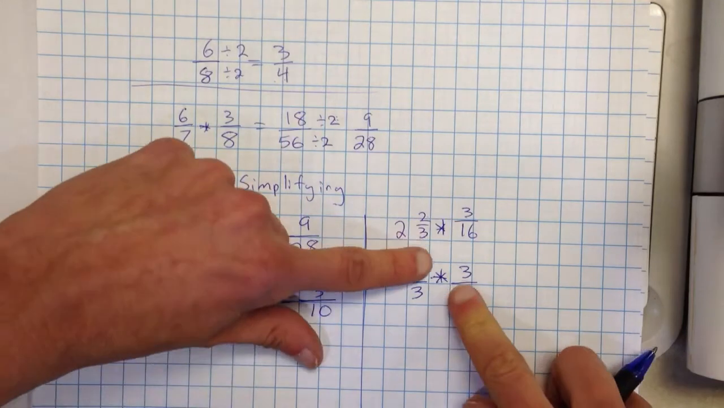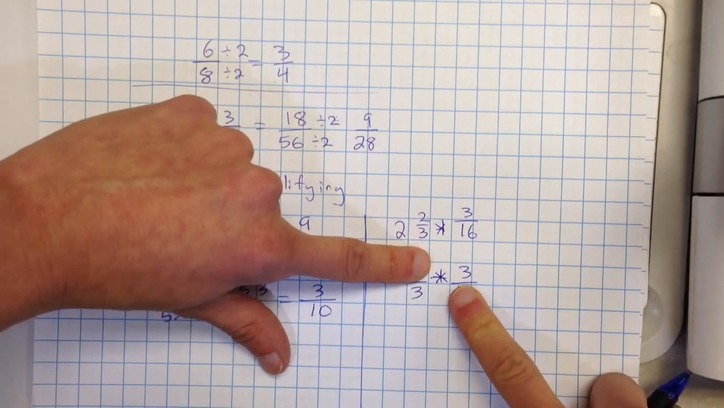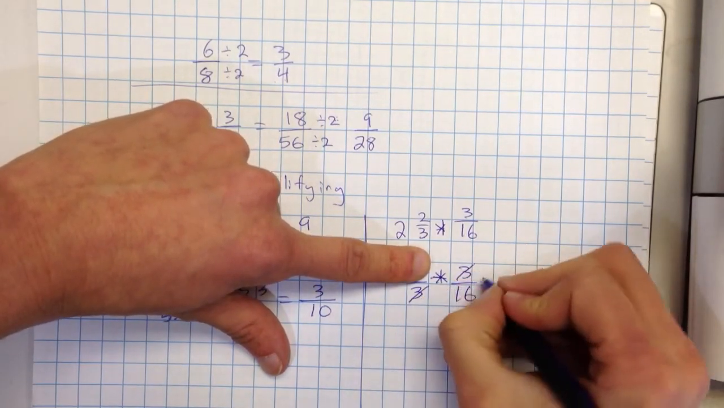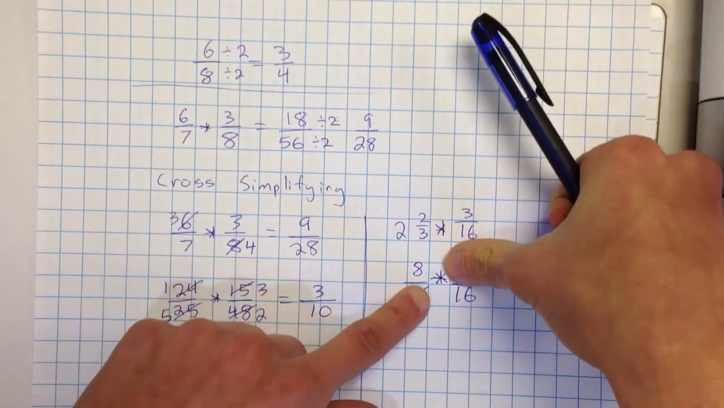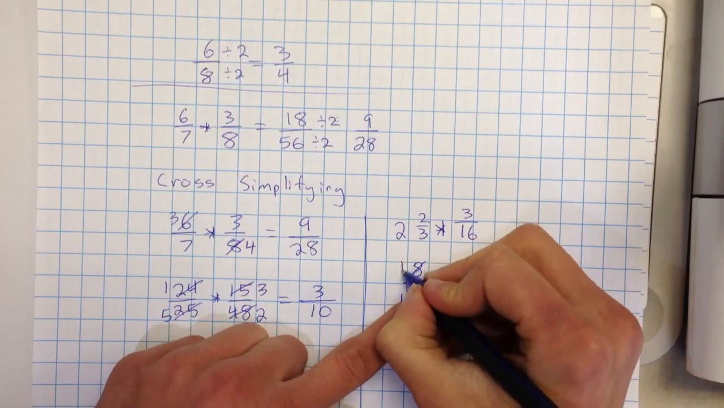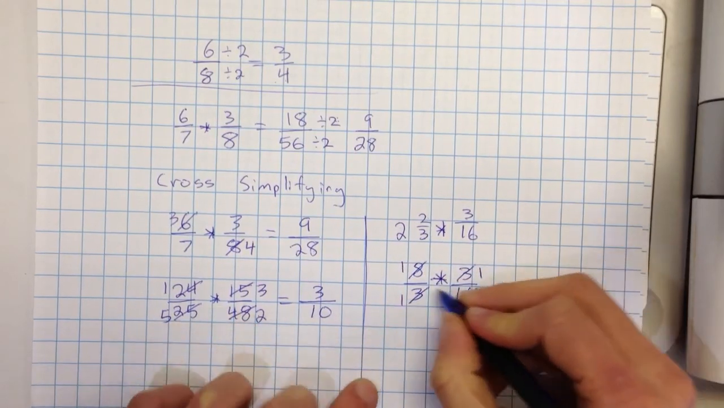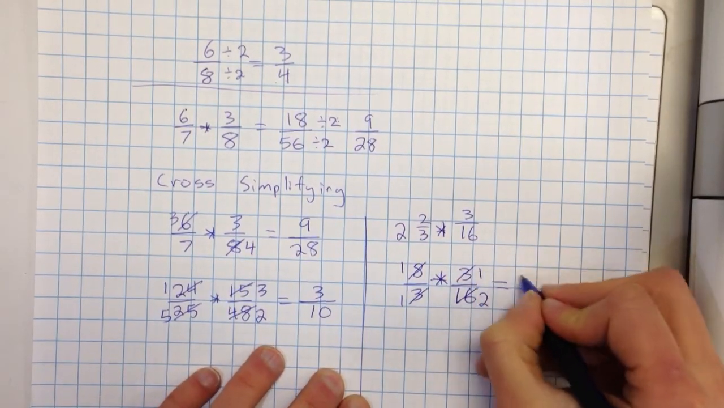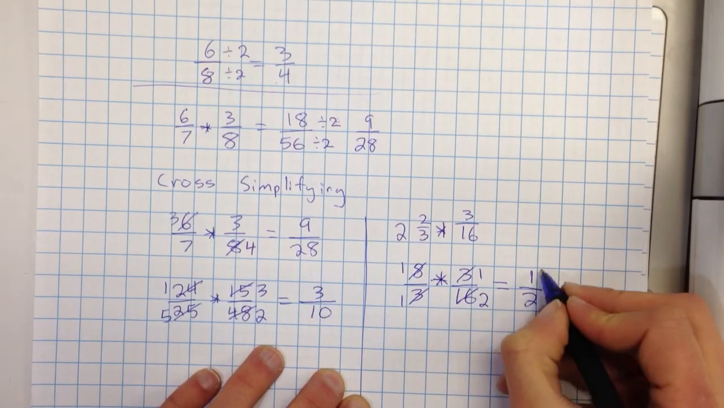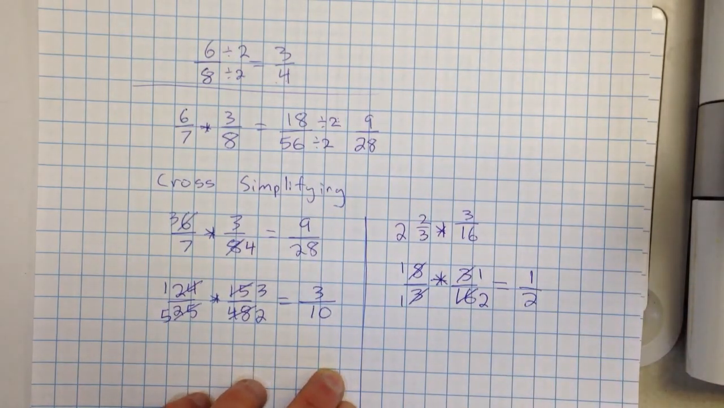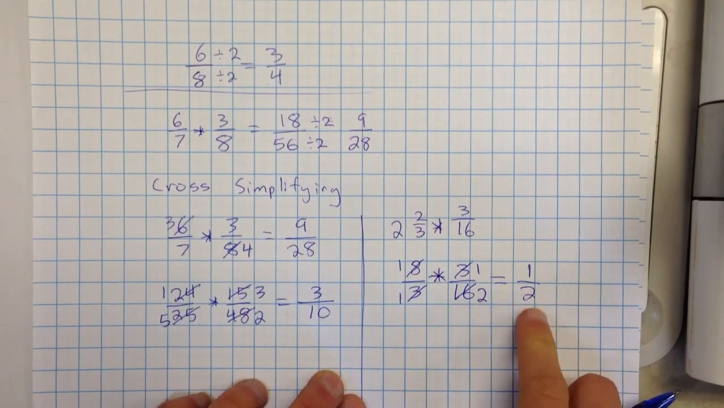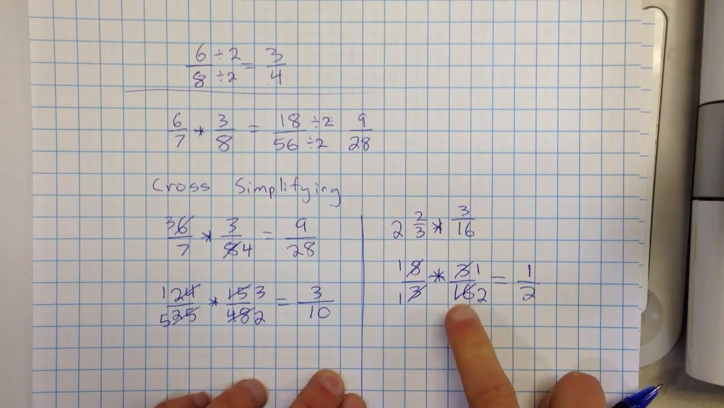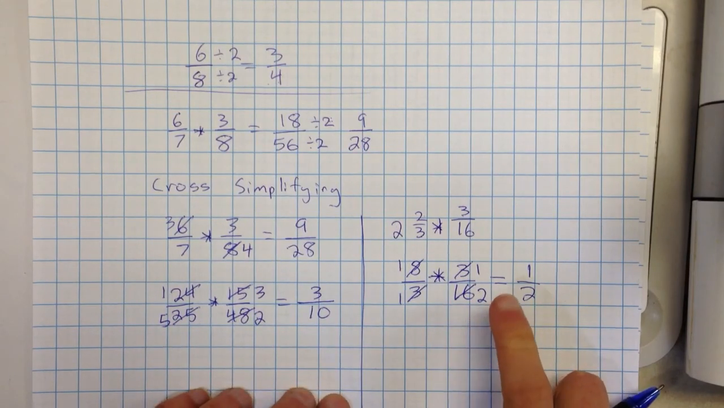And I can cross-simplify. I can just look at the diagonals. I mean, 3 and a 3. I could divide this by 3 and this by 3, and I'm going to get 1 and 1. I could divide both of those by 8. This divided by 8 is 1, this divided by 8 is 2. And then I can multiply across, and I'll get 1/2. So again, you can see that we have to do very little in terms of simplifying at the end or working with big numbers if we cross-simplify before we multiply. This will be a very useful thing to do when we are multiplying fractions.